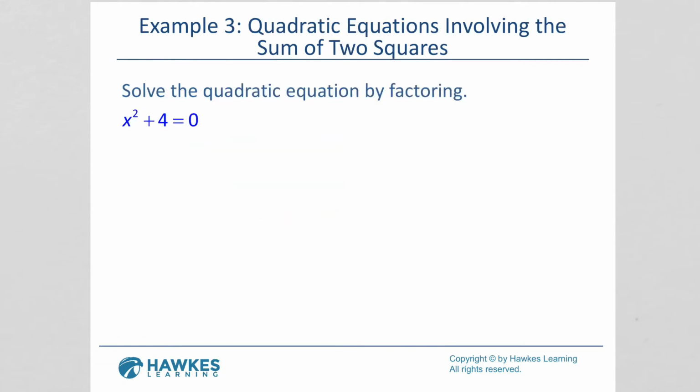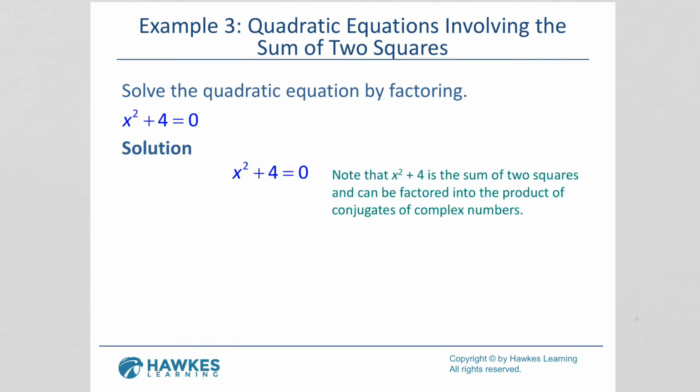Example 3, solve the quadratic equation by factoring. This time we have x squared plus 4 equals 0. For our solution here, we have already ended up with our equation set equal to 0. Note that x squared plus 4 is the sum of two squares and can be factored into the product of conjugates of complex numbers. x plus 2i times x minus 2i equals 0.